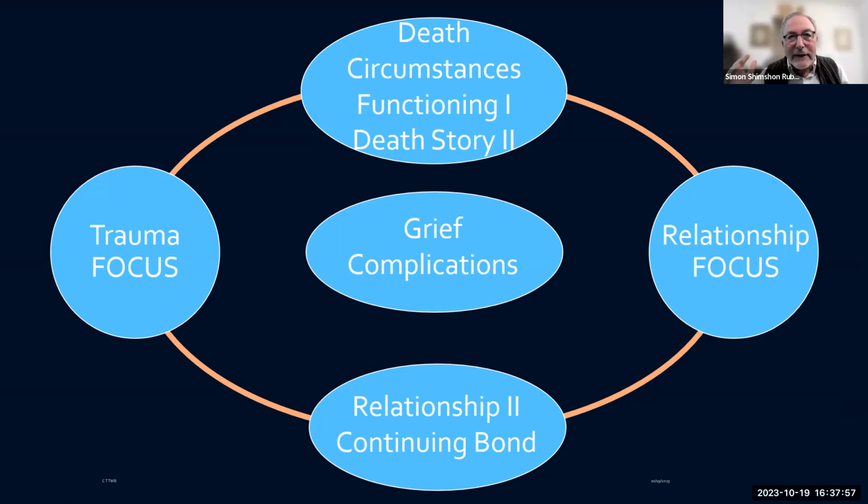On top, we have death circumstances, which impact biopsychosocial functioning on track 1 and also are important for the death story on track 2. And then on the bottom, we have the relationship notion of continuing bond, and trying to understand how the continuing bond is being experienced at different points in time.